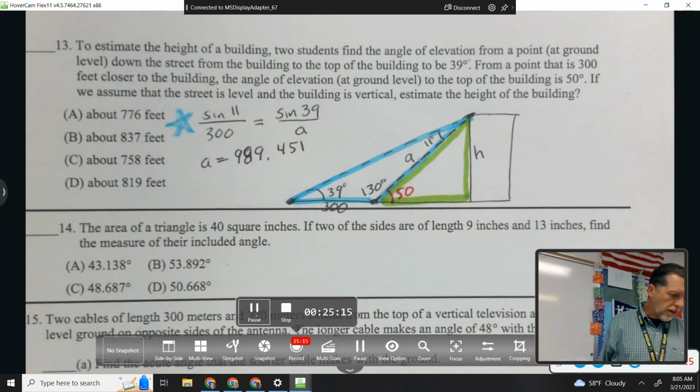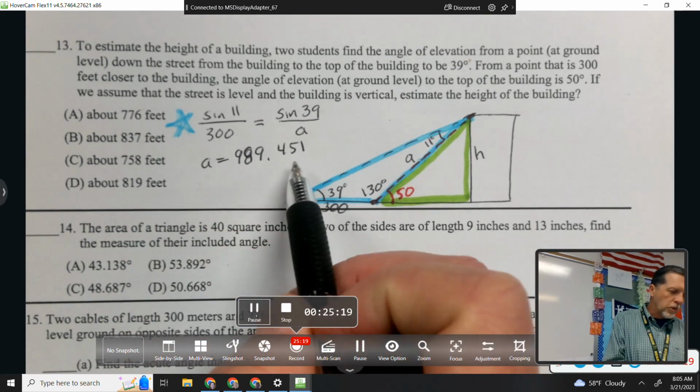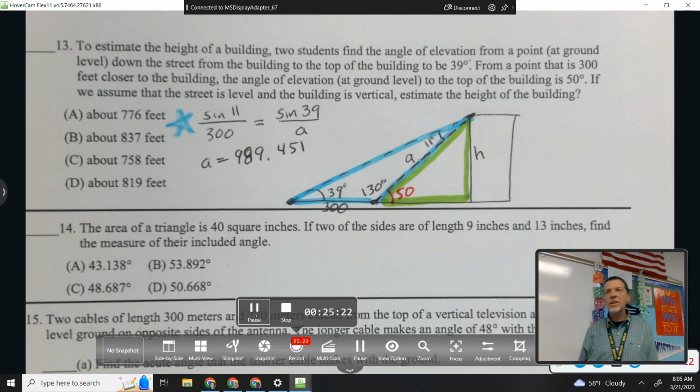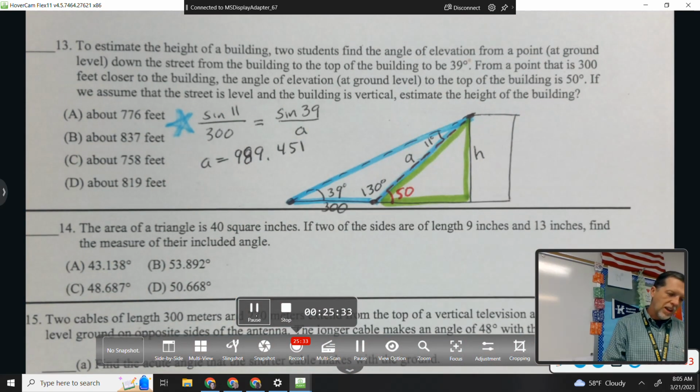989.451. All my answer choices, like none of them are super close, so 3 decimals should be more than enough. If all my answer choices were really close to each other, I'd want to be really careful about decimals, but they're far enough apart that 3 decimals should be fine. Okay, so now I know side A.